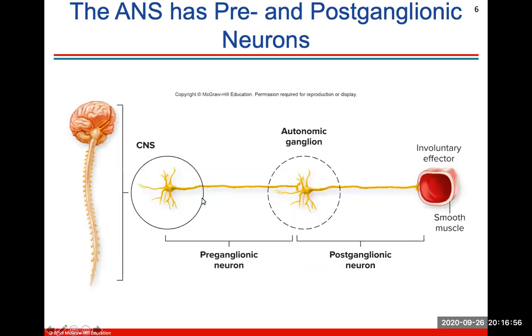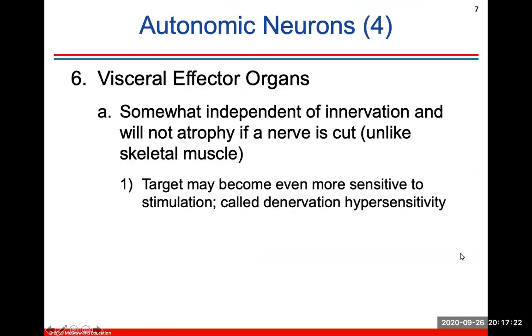So this is looking at the autonomic nervous system and how it has pre- and postganglionic neurons. And again, a ganglion is any kind of bulge of cell bodies where there would be some sort of synapse occurring. So here are the preganglionic neurons synapsing on the autonomic ganglion, and then the postganglionic neuron taking the motor response to some sort of involuntary effector.